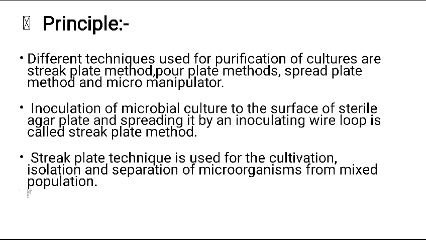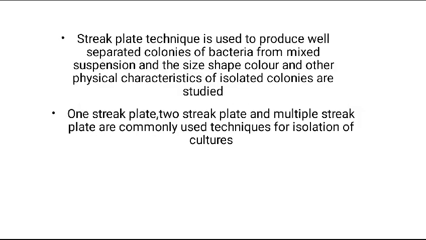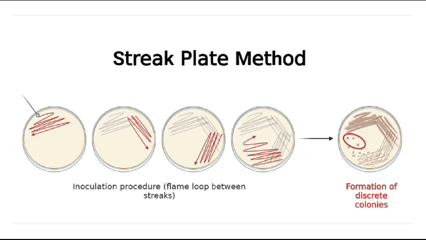Streak plate technique is used for cultivation, isolation, and separation of microorganisms from a mixed population. It is used to produce well-separated colonies of bacteria from a mixed suspension, and the size, shape, color, and other physical characteristics of isolated colonies are studied. One streak plate, two streak plate, and multiple streak plate are commonly used techniques for isolation of cultures. This is the figure of streak plate method.